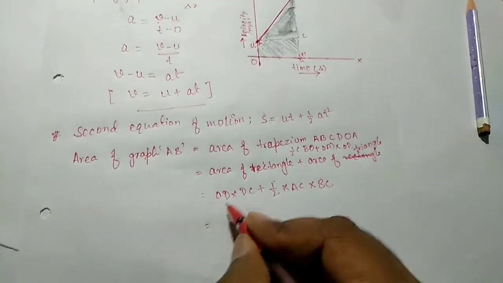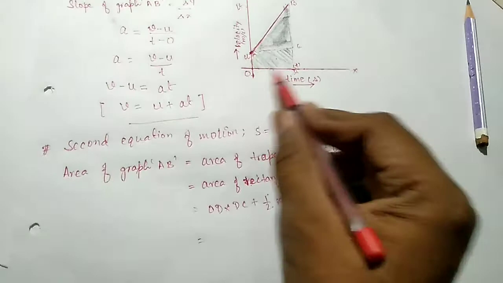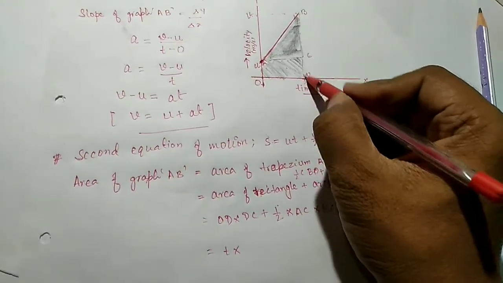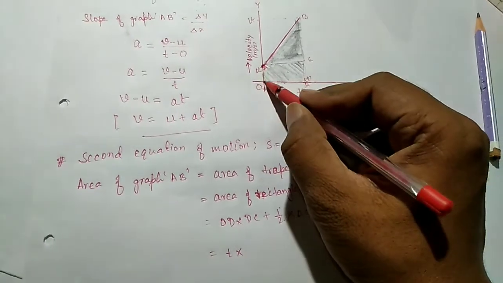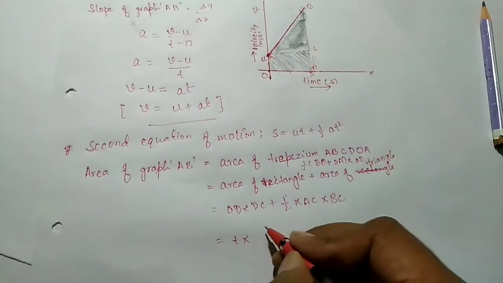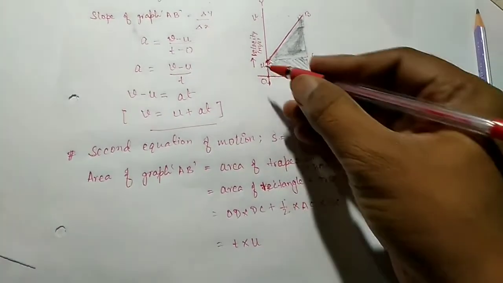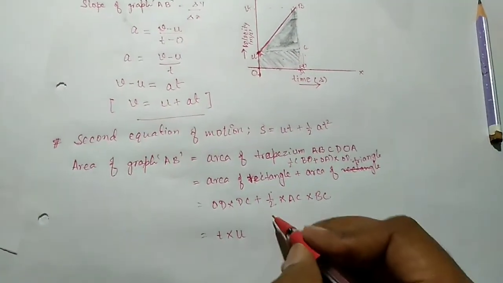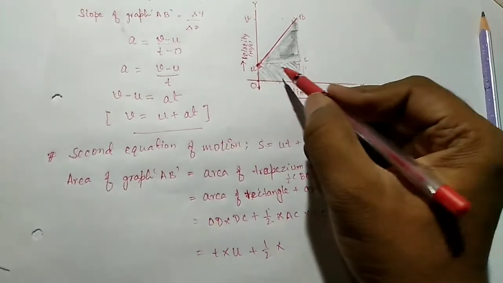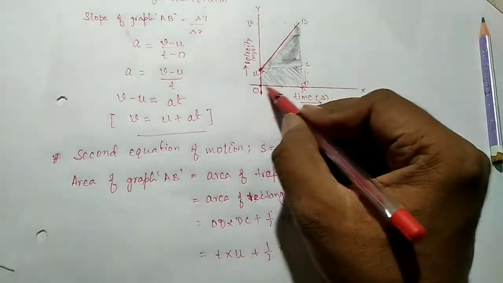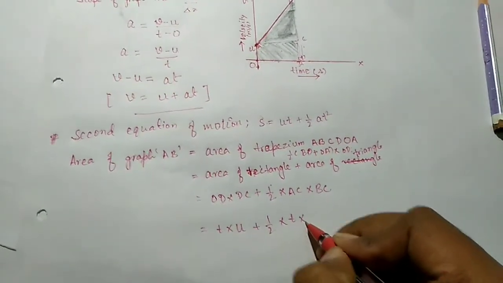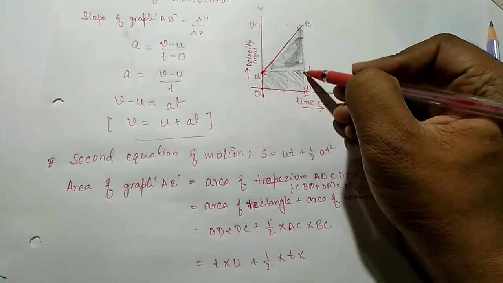Using that, what is OD? O to D, the time. DC, what is D to C? It is the same, the value on the y-axis. DC, that is 0 to U, meaning the value of U. If you do U minus 0, still you will get U, plus half into AC. You can see AC is what? O to D. So what is there? T into BC.